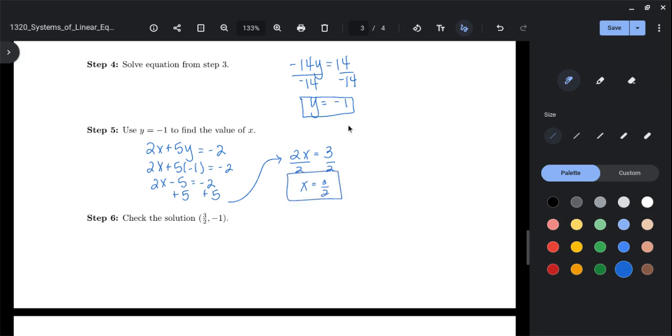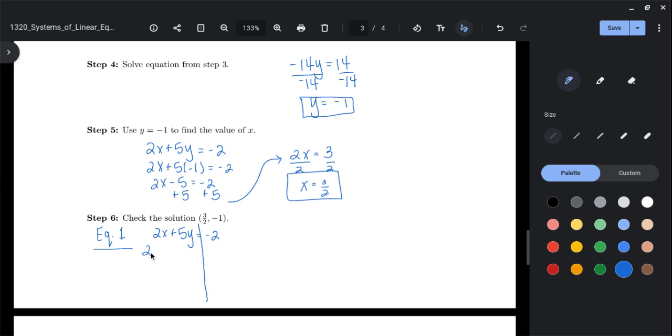So now we have a value for x and a value for y. So our proposed solution is 3/2, -1. Now we need to check that this ordered pair does in fact satisfy both equations from our original system. So for equation 1, we had 2x plus 5y equals -2. Again, when I'm checking, I'm not going to work with the right-hand side. I'm only going to work with the side with my x's and y's and see, do we get -2?